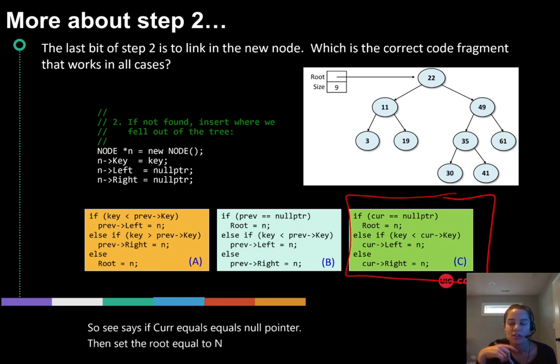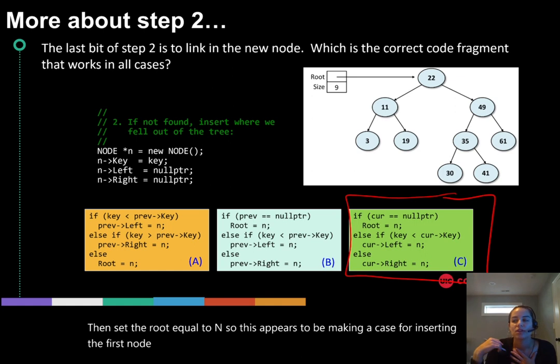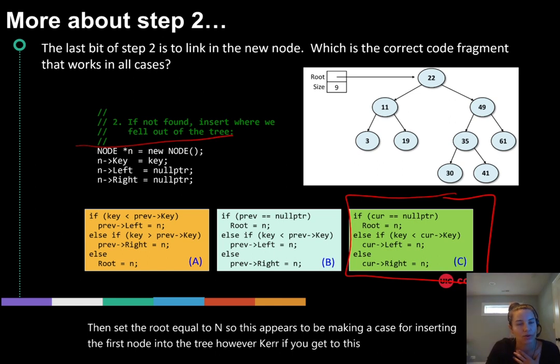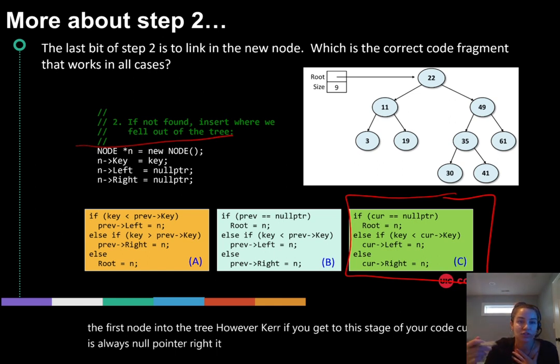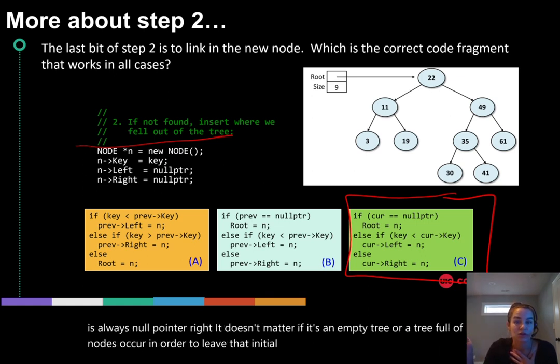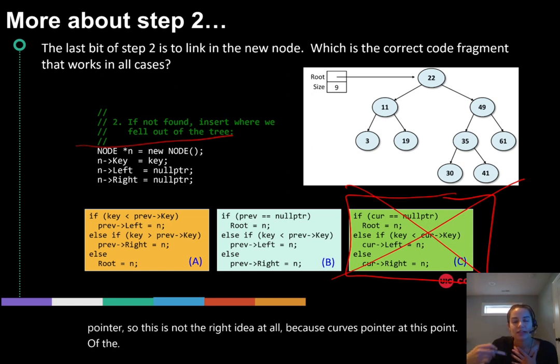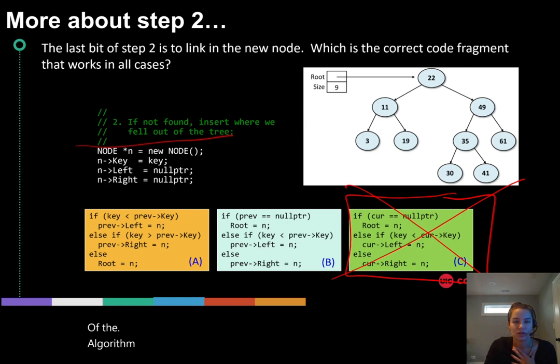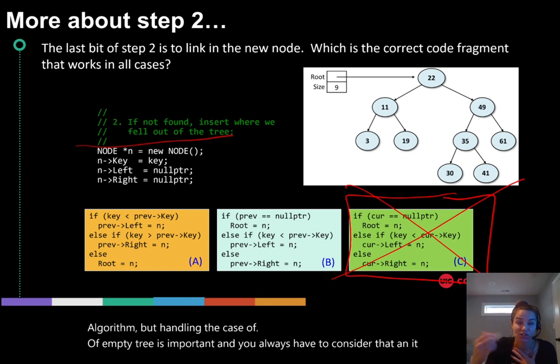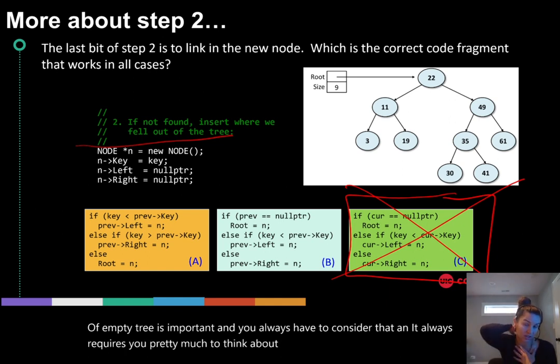So this appears to be making a case for inserting the first node into the tree. However, if you get to this stage of your code, cur is always null pointer, right? It doesn't matter if it's an empty tree or a tree full of nodes. Cur, in order to leave that initial loop during search, has to be null pointer. So this is not the right idea at all because cur is always null pointer at this point of the algorithm. But handling the case of an empty tree is important, and you always have to consider that, and it always requires you pretty much to think about what special case you need to consider.